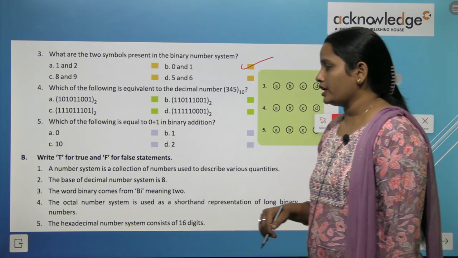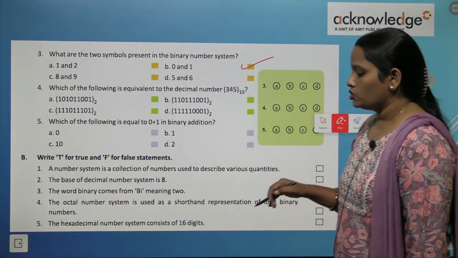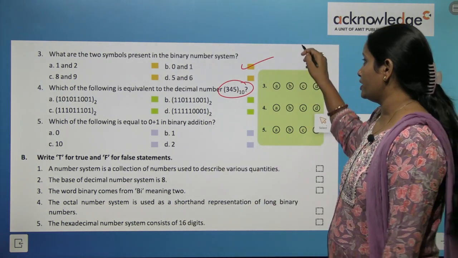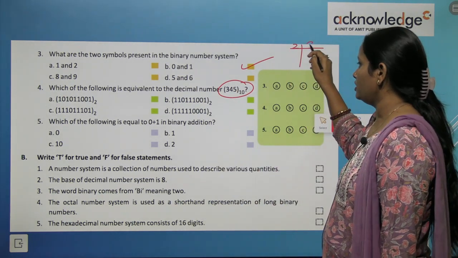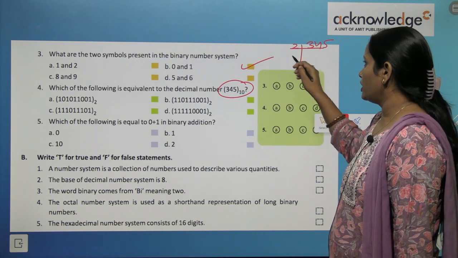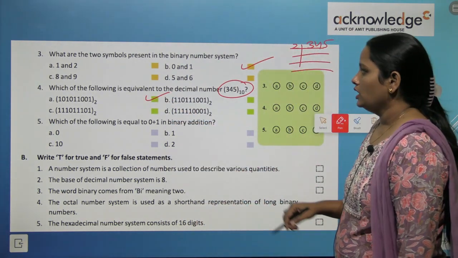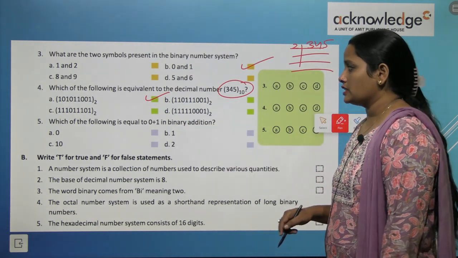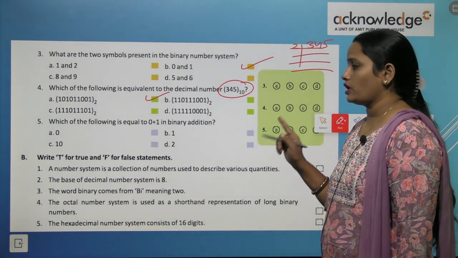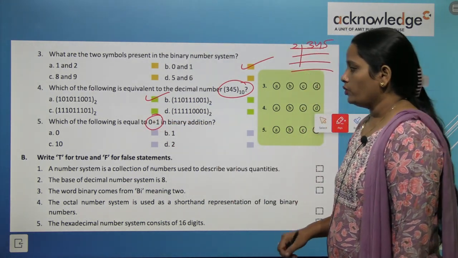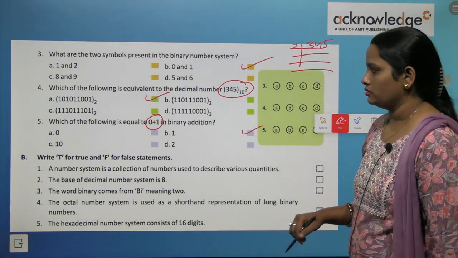Which of the following is equivalent to the decimal number this? So after calculating through that HCF method, we can quickly find out the answer, and the answer is this first one. Next, which of the following is equal to 0 plus 1 in binary digits? So whenever we plus 0 plus 1, we get the answer as 1 here.